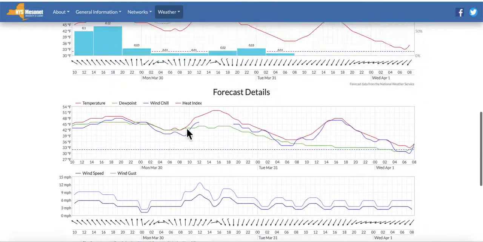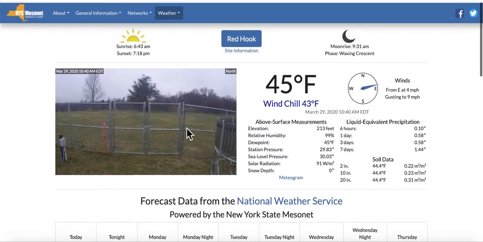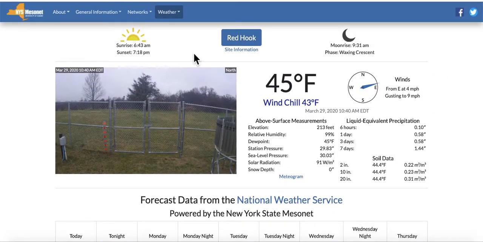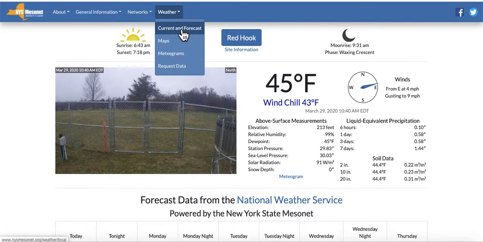So these are your forecast details and how to find the information that you need here under weather. Current and forecast is the current and future weather, and the meteorograms give you your last 24 hours of weather. So I hope that helps you get a start on your lab, and good luck with that.